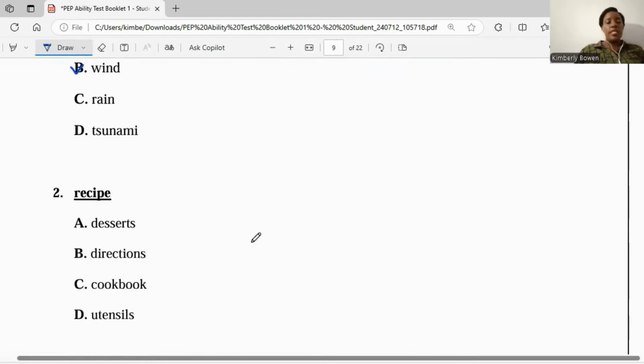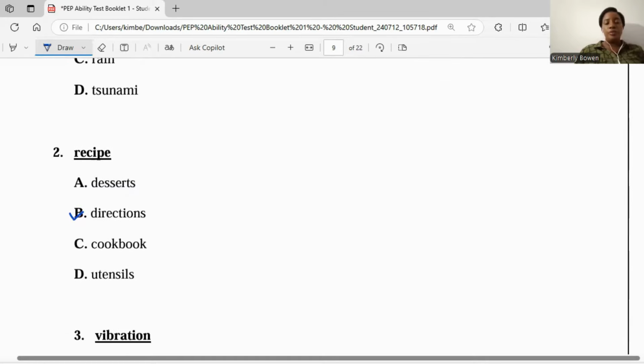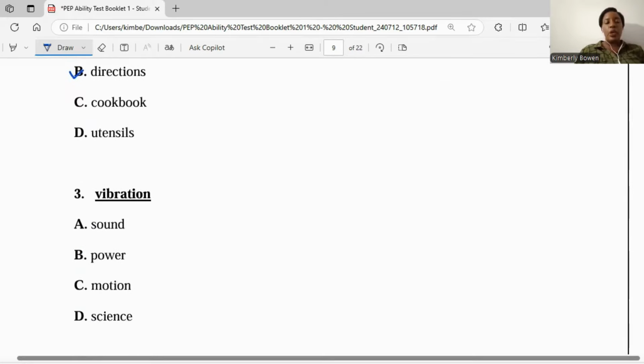The word in bold is recipe. What's an essential part of a recipe? It doesn't have to be a dessert recipe. Neither does the recipe have to be in a cookbook. And utensils are not quite related to a recipe. So the correct answer is direction, because a recipe is a direction that tells you how to cook a meal. Now moving on to our final question.